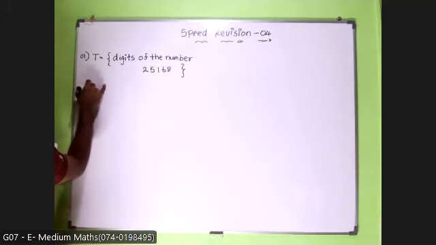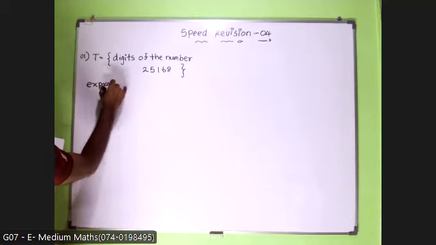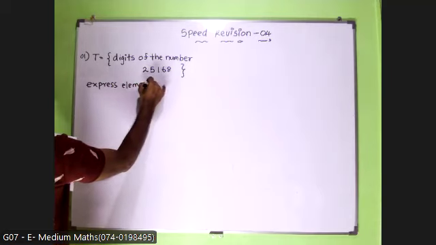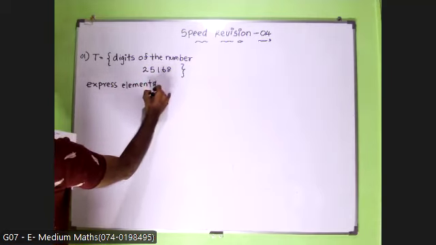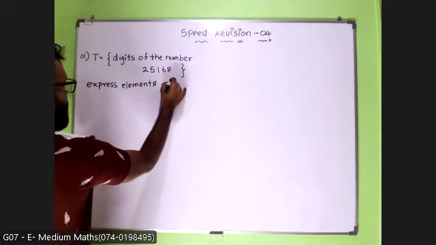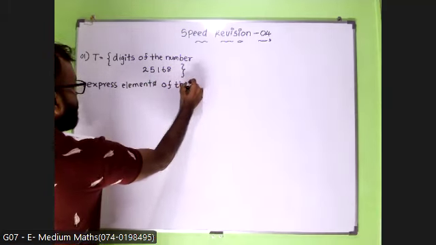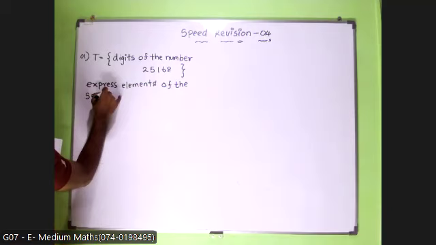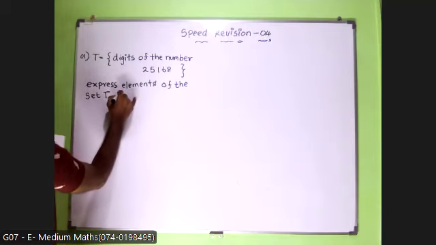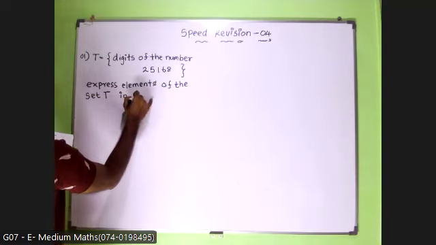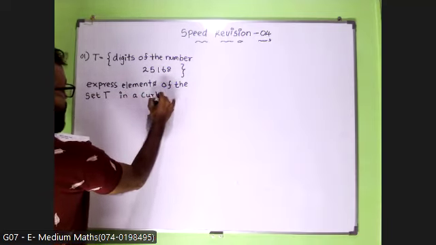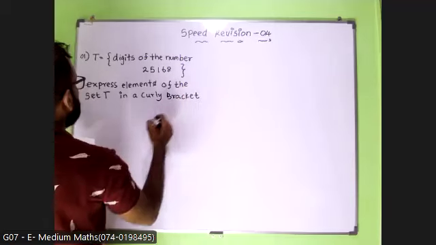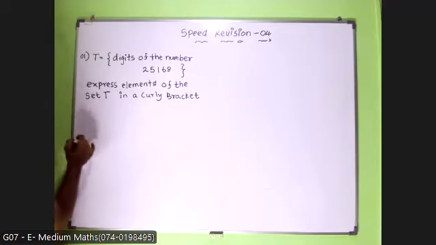Express the elements of the set T in the curly bracket, and provide the answer in the curly bracket. Right? That is the first one.